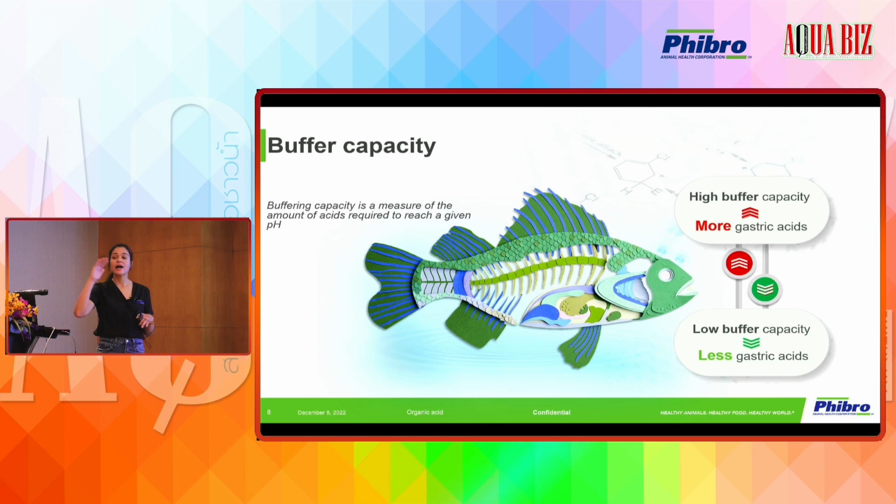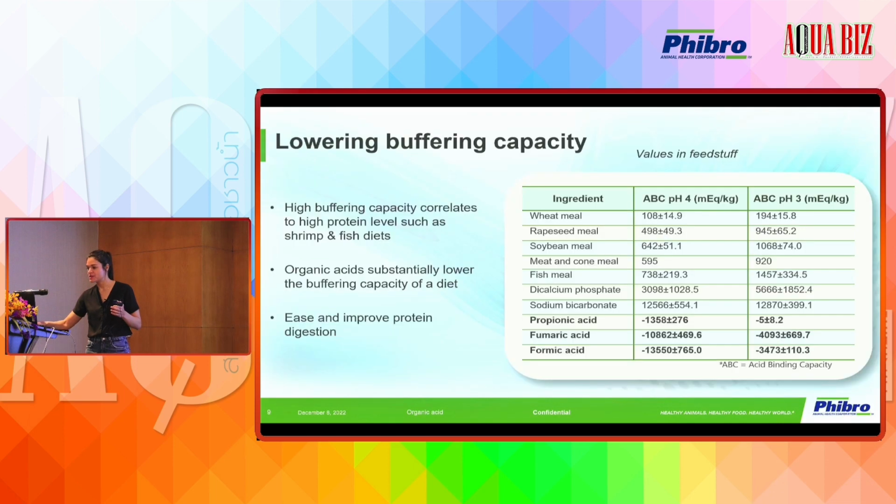High buffering capacity of a feed formulation means that the fish and the shrimp need to release lots of gastric acid in order to lower the pH in the metabolic system for digestion. If we have a low buffering capacity for a feed formulation, the shrimp or the fish need to release less gastric acid for digestion. So we're going to see it in this table. If we look here, you see wheat meal, and this is, again, acid binding capacity, and buffering capacity is the same thing.